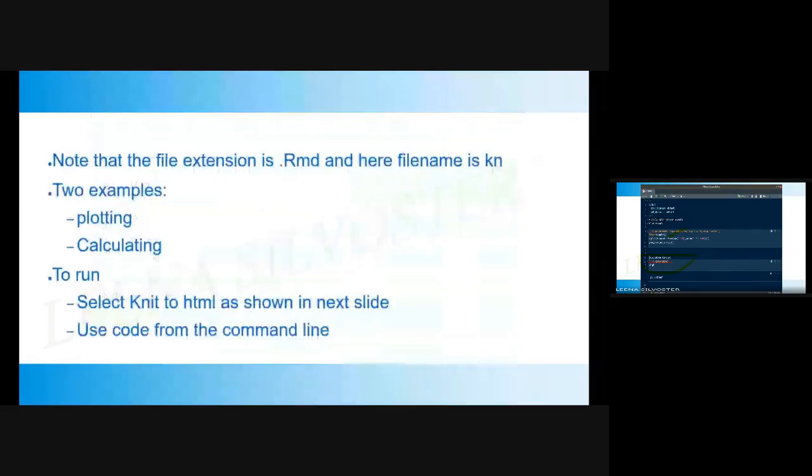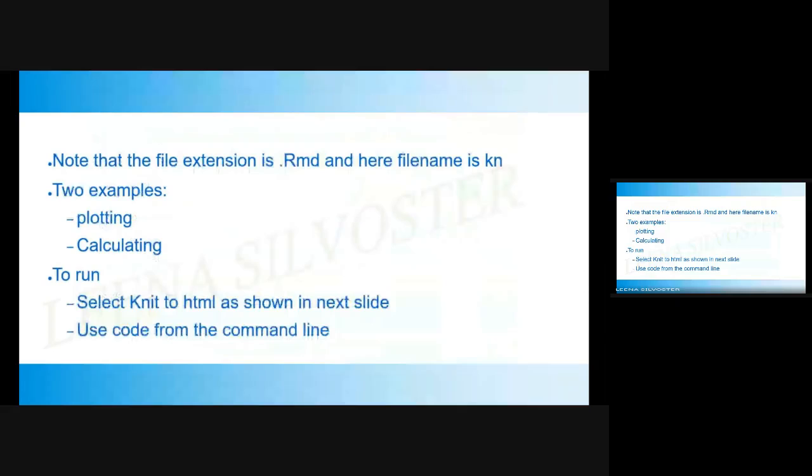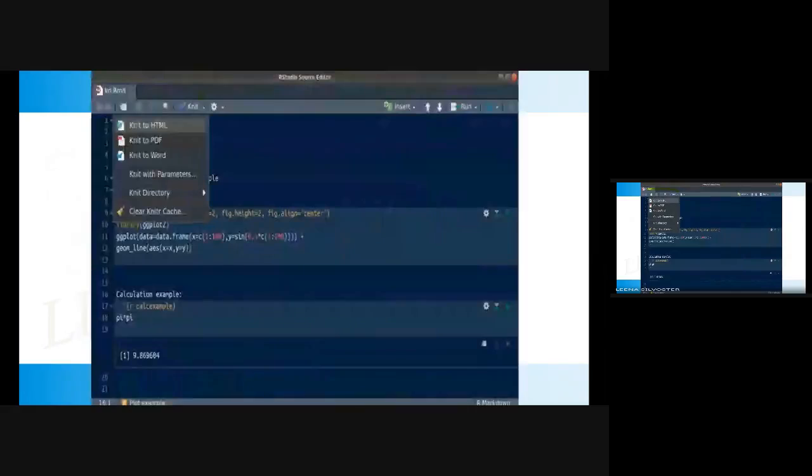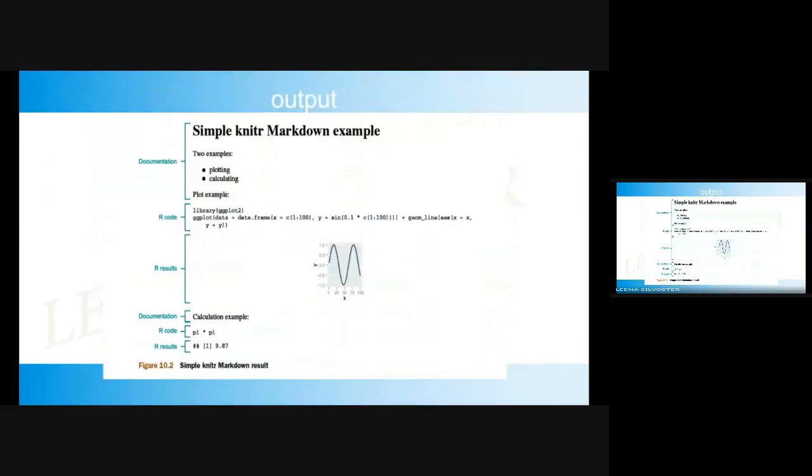So in order to run the knitted file, select knit to HTML, or you can run the code from the command line. Okay, from this button, if you click it, you will get a pop-down window like this. You just check knit to HTML to run this file. If you run this file, the documentation which is typed before the code will be printed here, and a pretty R code is printed as well as the result.